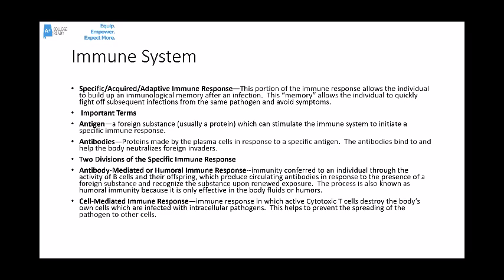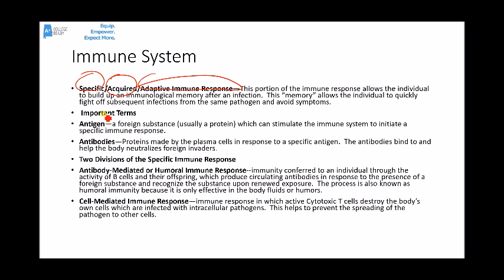But the more important thing we need to talk about is the specific immune response, which we'll also refer to as the acquired or adaptive immune response. This allows you to build up an immunological memory after an infection, and it essentially allows you to become immune to that same antigen when you're exposed to it multiple times.